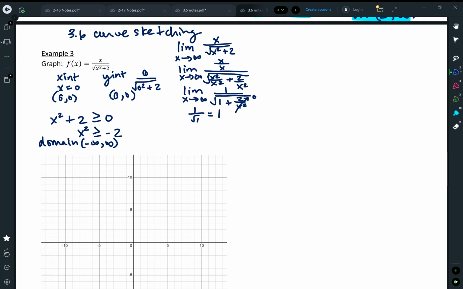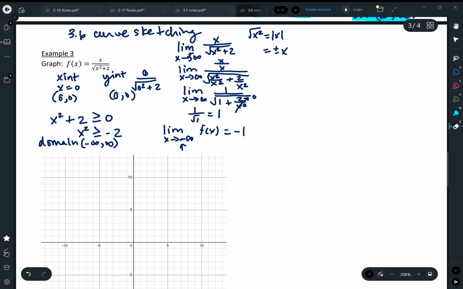And in a similar way, we could prove that the limit as x approaches negative infinity of this function is going to equal negative 1. So when we're looking at negative infinity, the big difference is that the square root of x squared, because that's an absolute value, we know it can be a plus or minus x. So when we look at positive infinity, we're going to use a positive x. When we use negative infinity, we're going to use a negative number instead. So these limits are essentially going to give us asymptotes.